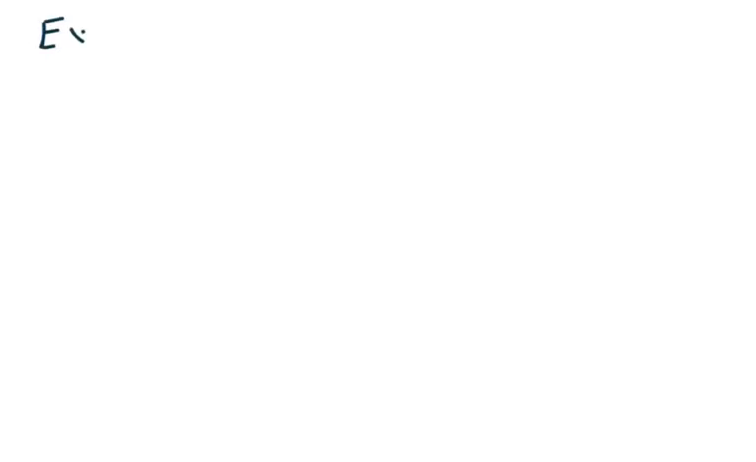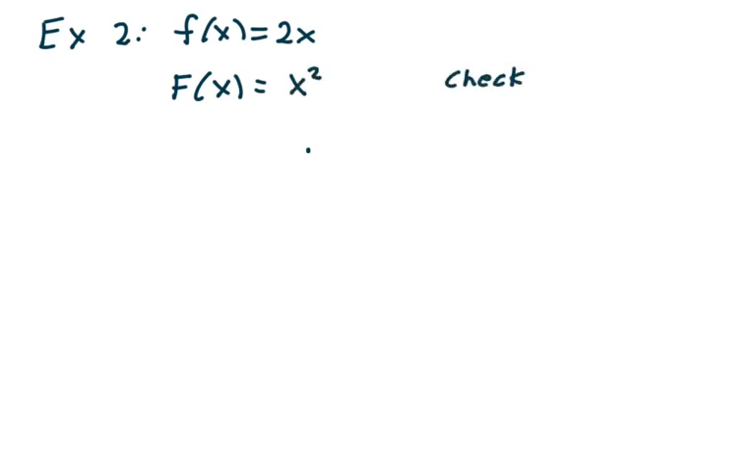Example 2. Suppose I had f of x equals 2x. So I want a function so that when I take the derivative, I get 2x, and you're going to find that that's x squared. And remember, if we want to check, and we need a c because we want the most general antiderivative, if I take the derivative of x squared plus c, remember that c is constant, and so we should get 2x. And that's what you want. That's the original function.